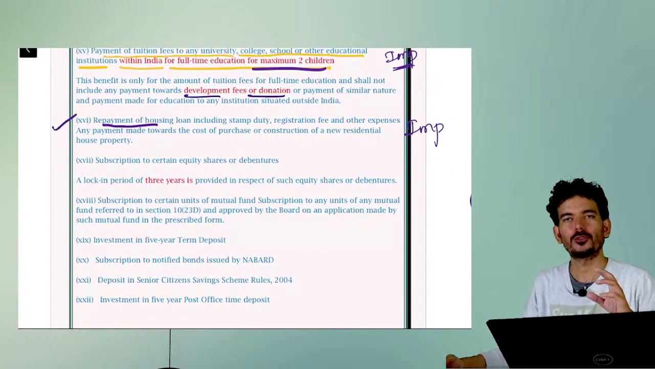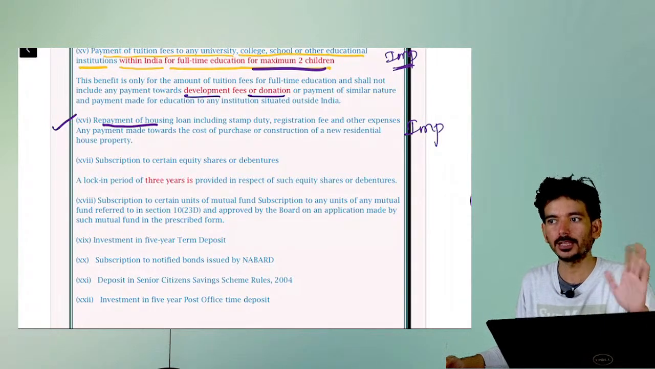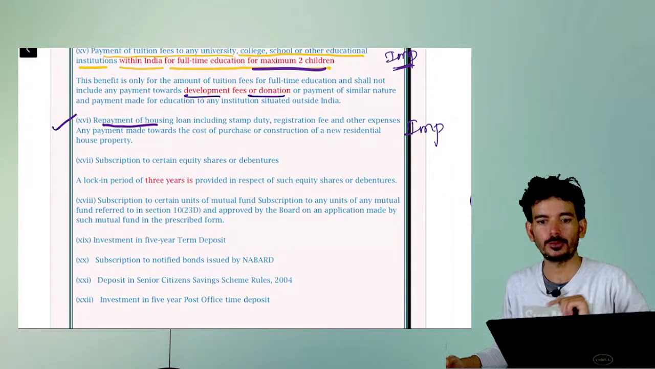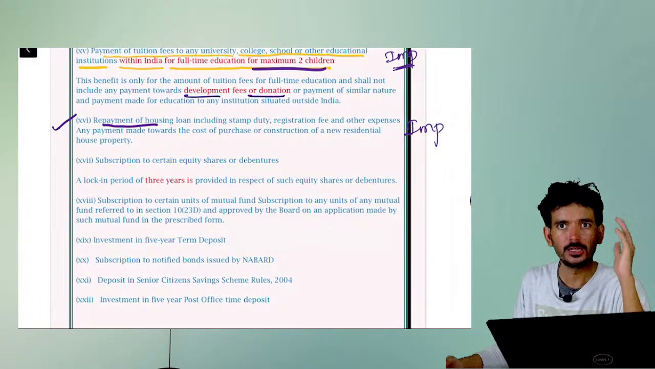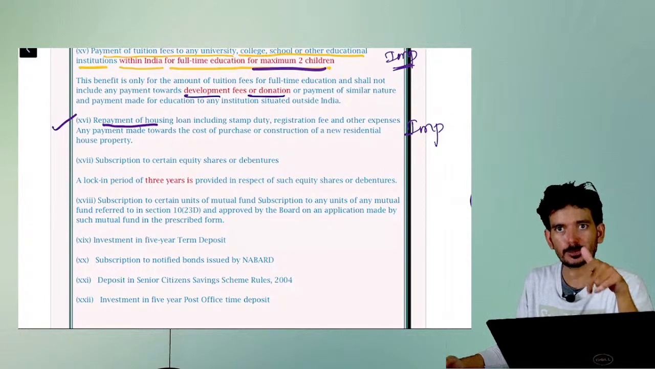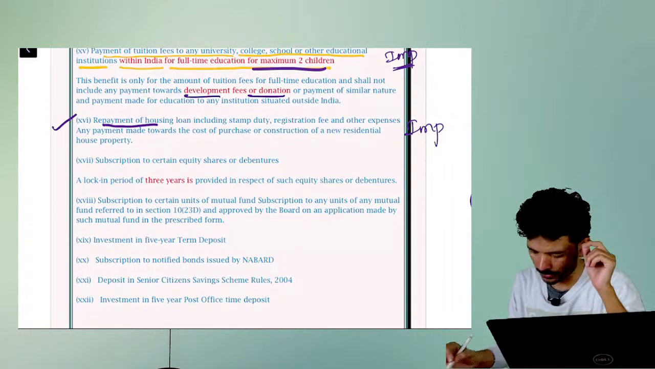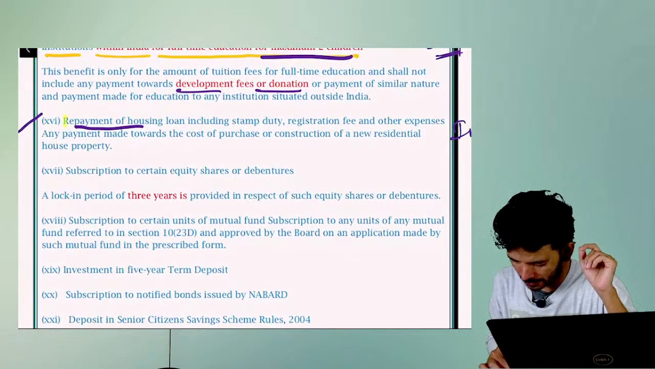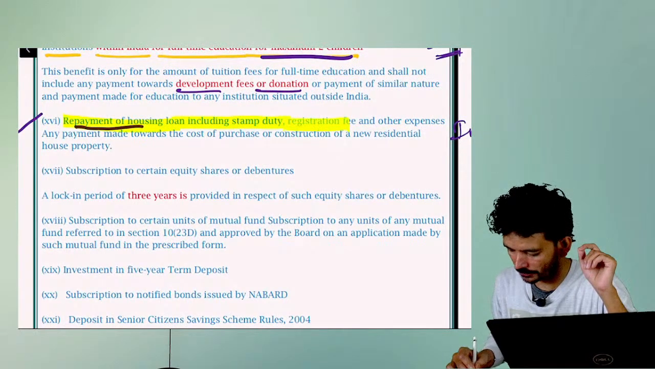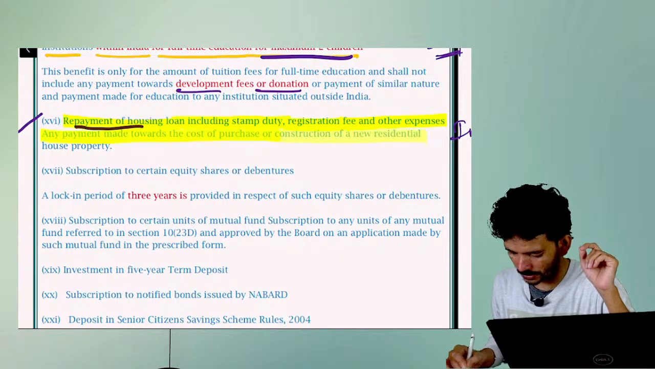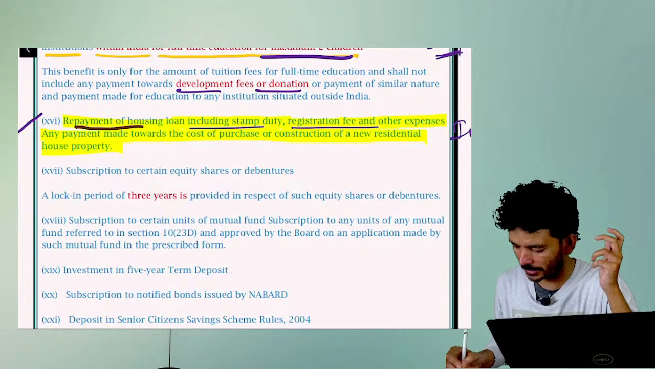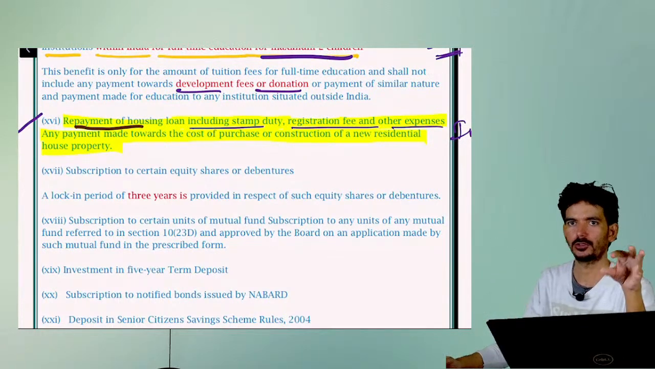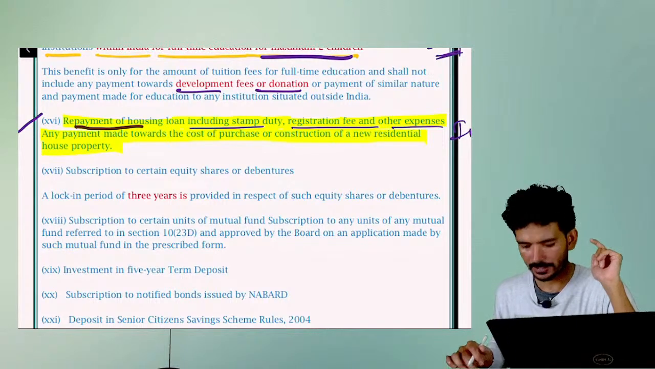I'll repeat, as few people don't know this. In reality, they don't claim it. So this is something to be claimed. The interest portion you will be claiming under 24B only, and the principal portion you will be claiming under 80C only. What all you can claim is repayment of housing loan, including stamp duty, registration fees and other expenses, any payment made towards the cost of purchase or construction of a new residential house property. So people think it's only the principal amount. It can be your stamp duty, registration fees and other expenses, direct expenditure relating to the house. You can claim all that under 80C.